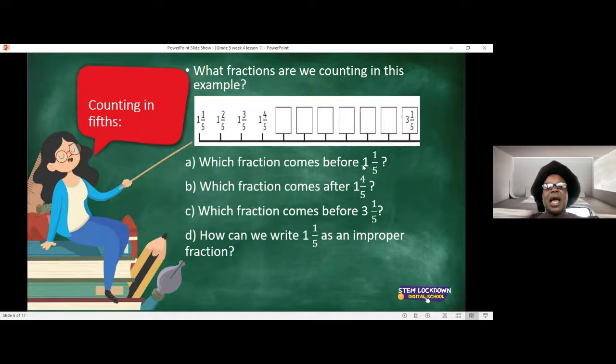And then number D, how can we write 1 and 1 over 5 as an improper fraction? Remember, we said that with an improper fraction, the numerator is bigger than the denominator. Before 1 and 1 over 5, we have 5 over 5. So now we just add 1 and it becomes 6 over 5. If you had already said that, you are right.